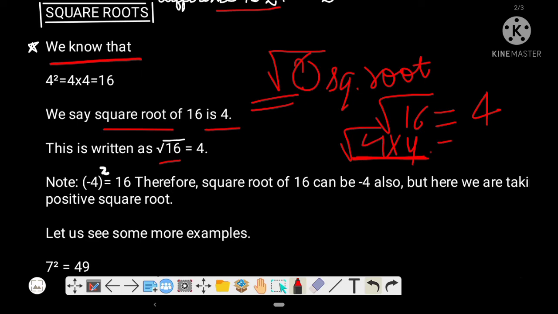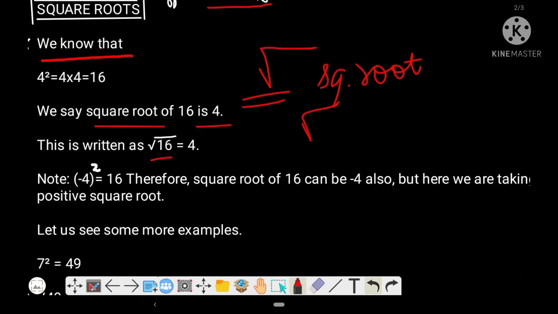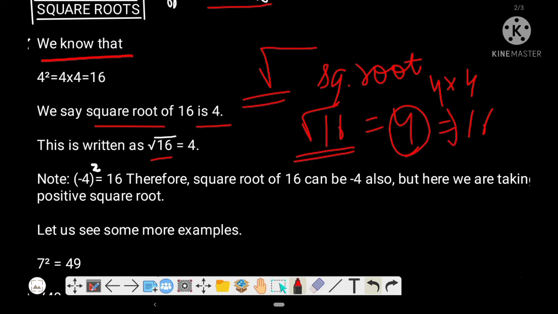4 into 4, and one 4 we take as common, so the root is 4. So this means 16 is under root and 4 is the root. And 16 is the square of 4 because 4 into 4 is 16. If you write it under the root, it means what is the square root of 16, and the answer would be 4. Now, note, minus 4 square is equal to 16.